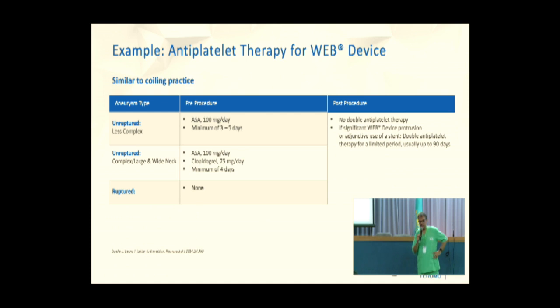The idea behind this is that should you need to change your strategy throughout the case, come to the conclusion you can't do it with the web, or you might need an additional stent, you're actually prepared to do so. For ruptured cases, no pre-procedure therapy for sure is recommended, and post-procedure, what most centers do is a mono antiplatelet therapy like aspirin for 6 weeks.